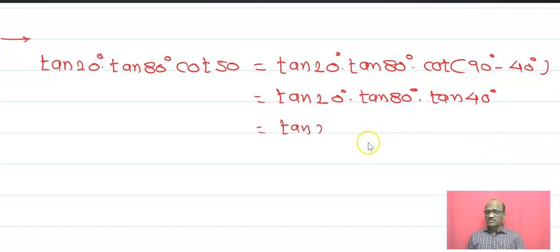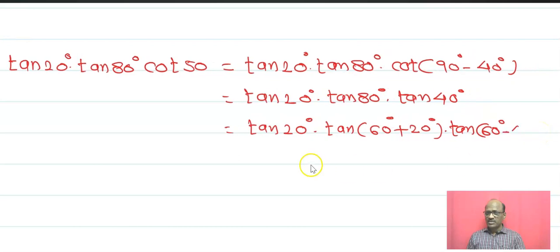Now see this here. So this is the angle. Tan 80 means 60 + 20. 40 means 60 − 20. And now here 20 is gone.